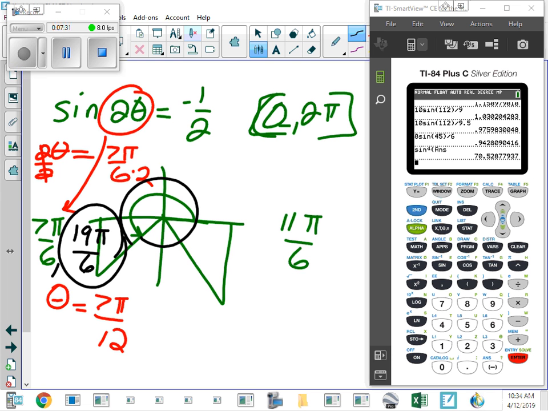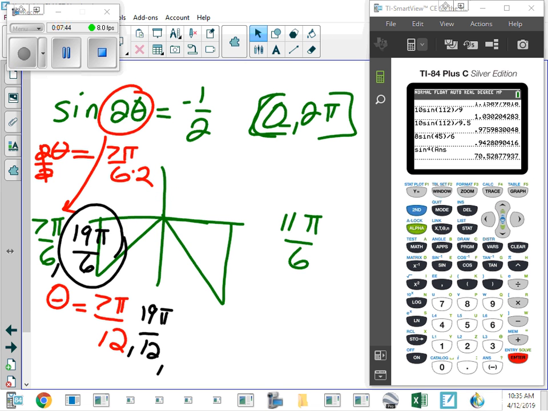Is 19 over 12 less than 2? Yes. So 19 pi over 12. Okay. Now let's focus on the other angle. Well, if I did another rotation, would it fit in the window? No, it'd be way too big. Okay. So this angle is 11 pi over 6.